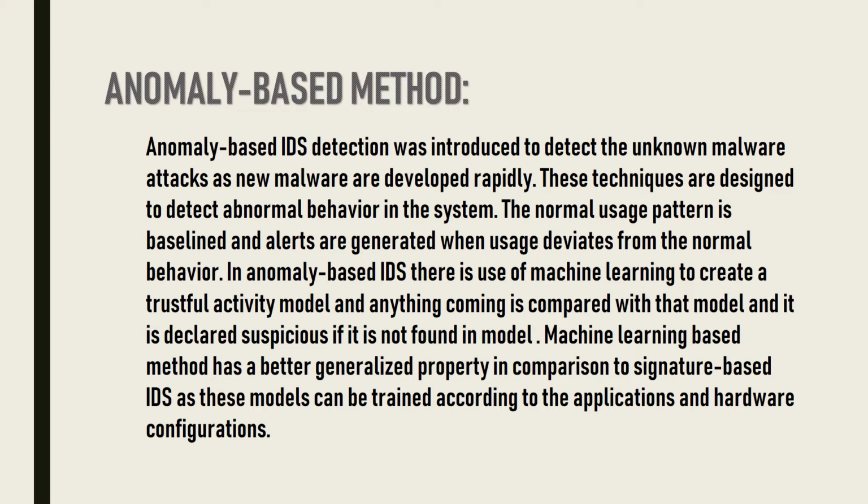In anomaly based IDS, machine learning is used to create a trustful activity model, and anything coming in is compared with that model, and it is declared suspicious if it is not found in the model. The machine learning based method has a greater generalized property in comparison to signature based IDS, as these models can be trained according to the application and hardware configurations.